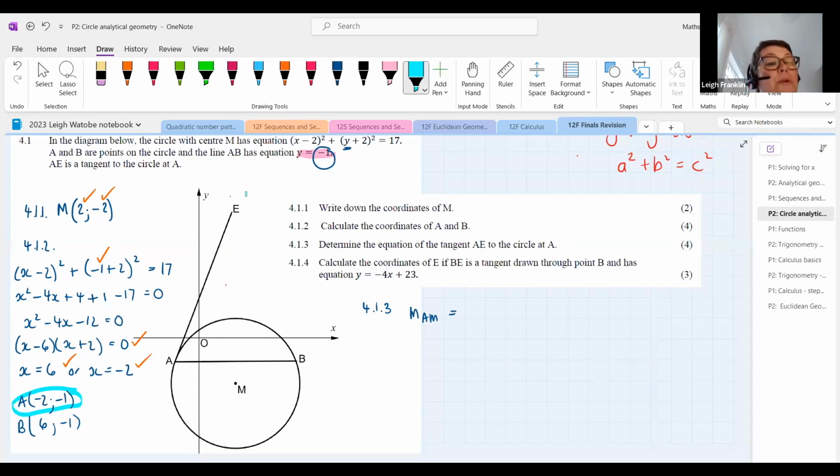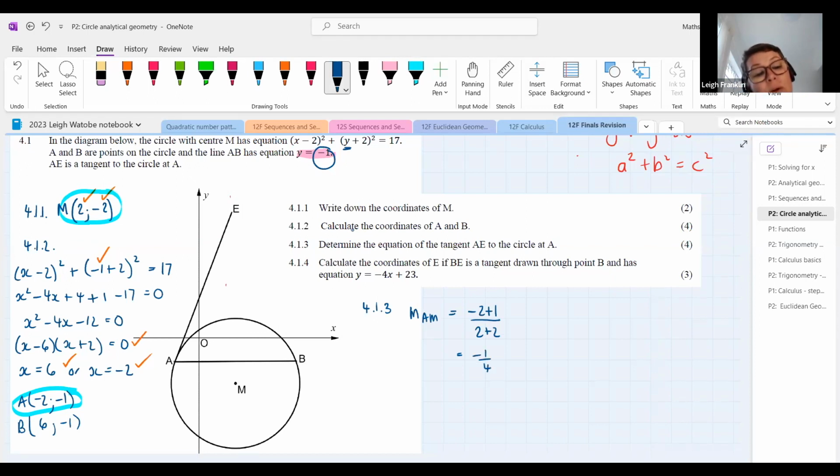We've got the coordinates at M over there. So if we sub in our change in y, we would end up with minus 2 plus 1 up at the top, and at the bottom, we'd have 2 plus 2. So that would give us negative 1 over 4.